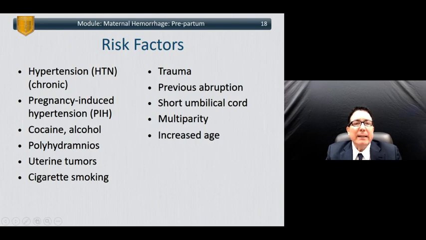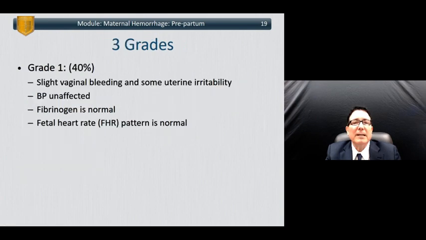Risk factors are many. Hypertension, pregnancy-induced hypertension, depending on the setting that you work. In our obstetrical patient population at our place, there's a very high incidence of drug abuse, cocaine abuse, so that is a huge risk factor for our practice. Polyhydramnios, uterine tumors, smoking again, or any form of drug abuse like cocaine, trauma, previous abruptio, multiparity, increased age. So again, many risk factors for abruptio placenta.